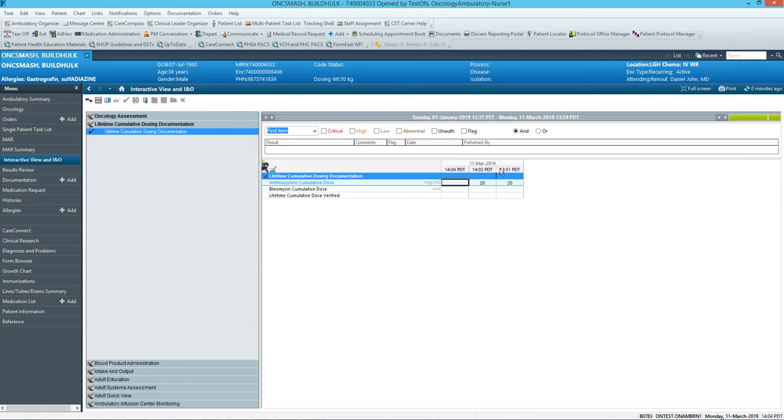Once documentation was complete, the question would be, does the ordered dose fall within the lifetime maximum range? If it did, I would continue on to the oncology medication verification and administration workflow. If the range was above, I would then continue on to the oncology treatment parameters not met workflow. This concludes the functionality and workflow process of the lifetime cumulative dosing documentation.